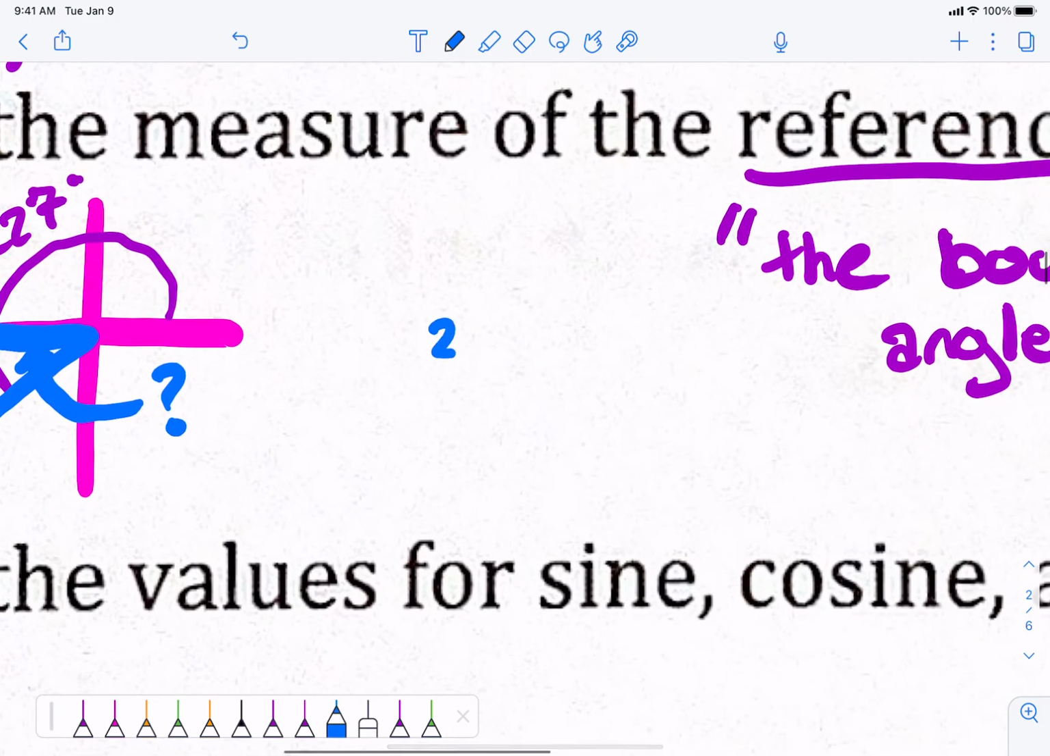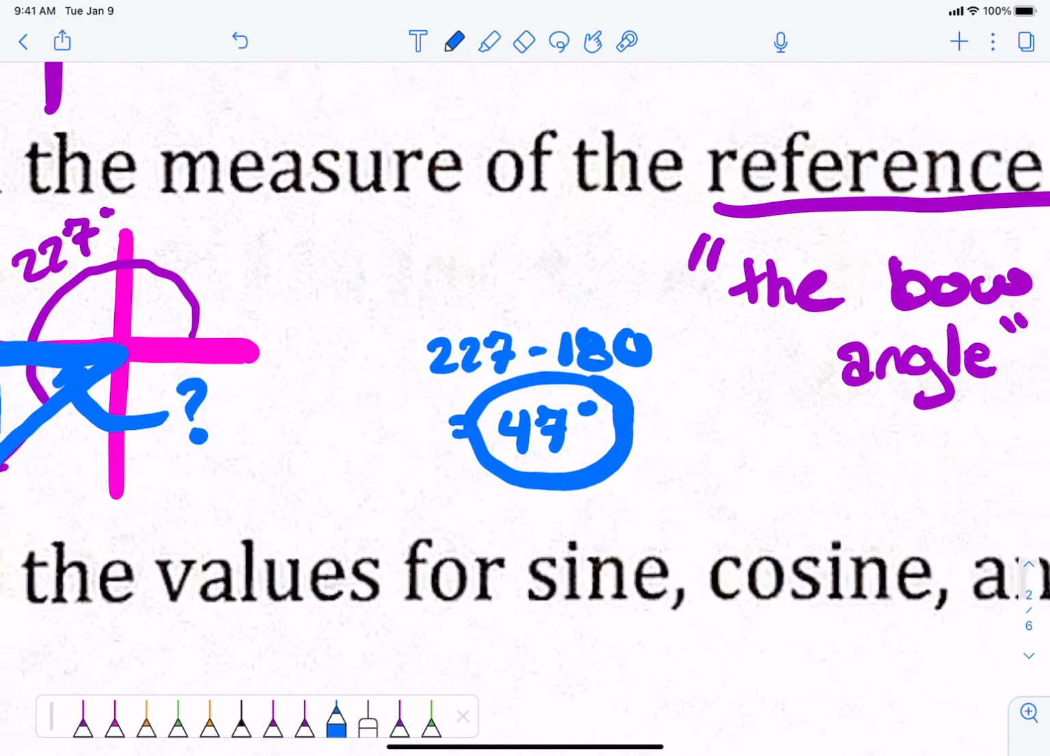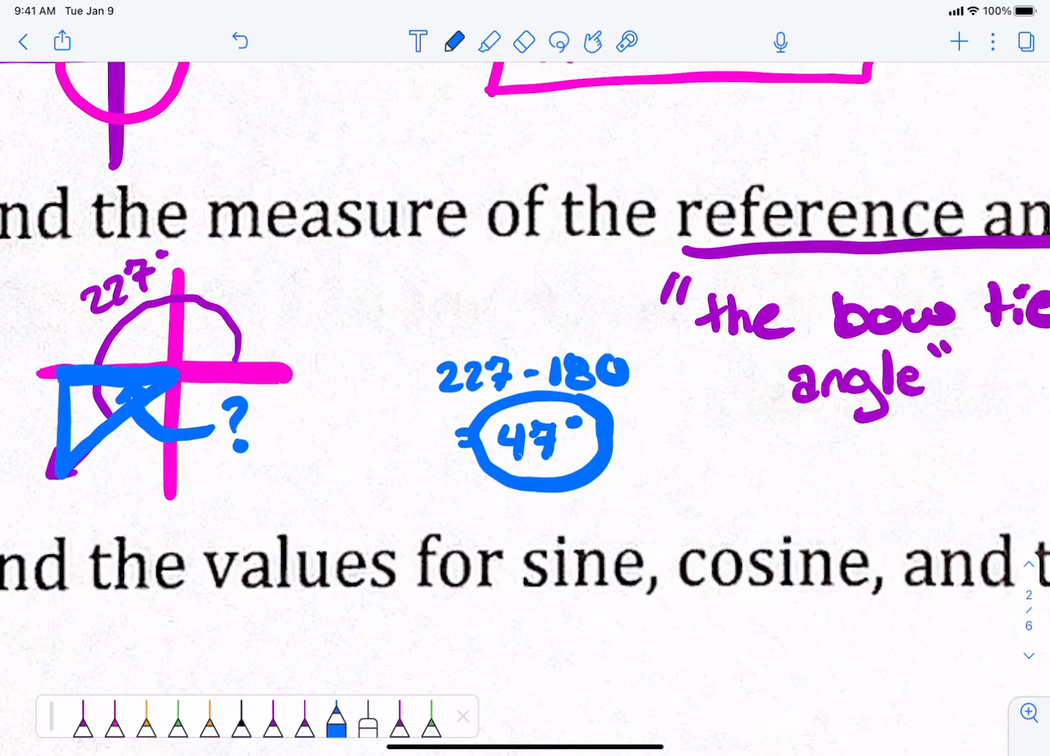227 minus 180, and that's going to be like, I don't know, 47 degrees. Is that right? Check me. Yep. Let's see. 47 degrees. That's how you find that reference angle.